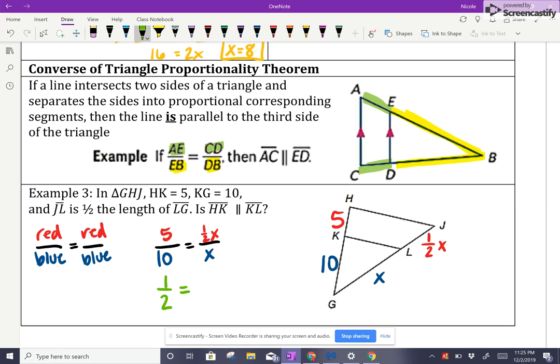If I look at these X's, what happens to these? I have an X and an X. This is going to cancel out, and this whole side turns into 1/2. So my proportions are equal to each other. Just like if I took 5 and multiplied that by 2, I would get 10. If I took 1/2 and multiplied by 2, I would get 1. So my sides are proportional. So yes, I can say that these segments are parallel to each other.